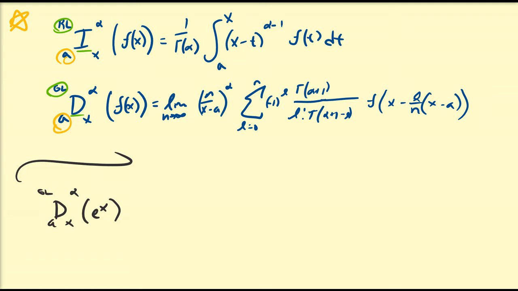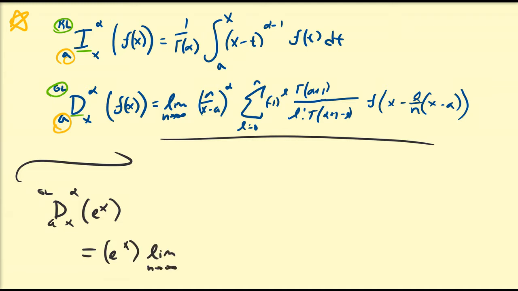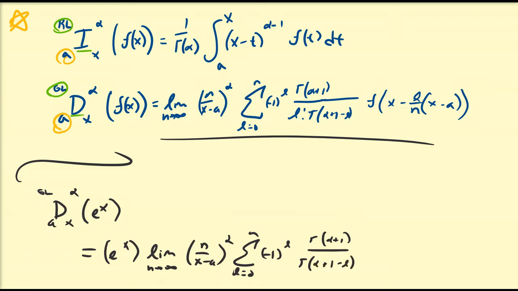e to the x. If we use the definition that we have here, we can easily find that this is just going to be equal to e to the x multiplied by the limit as n goes to infinity of n divided by x minus a, to the power of alpha, times the finite sum from L equals 0 to n of (-1)^L gamma(alpha plus 1) divided by gamma(alpha plus 1 minus L) times L factorial, times e to the power minus L over n times (x minus a).